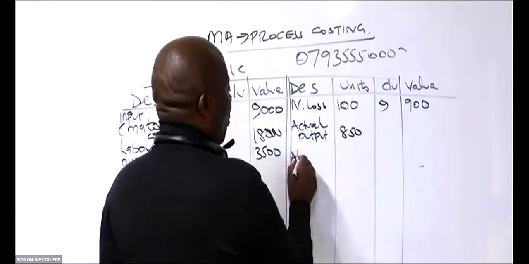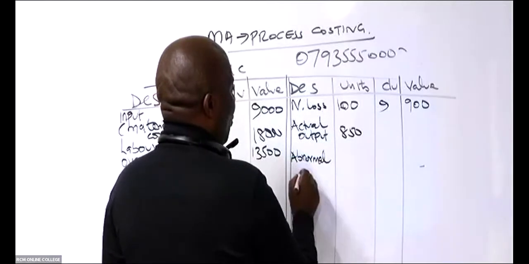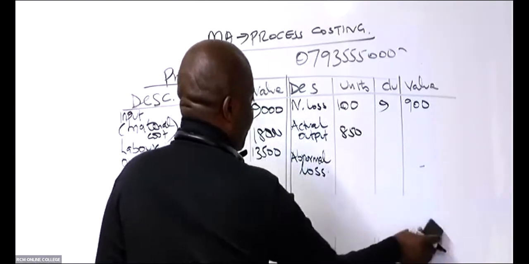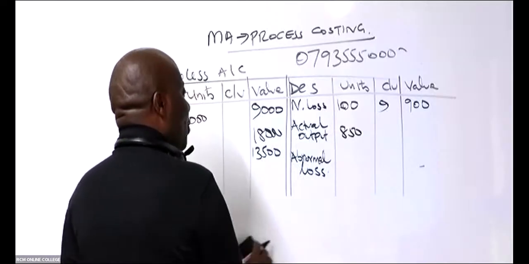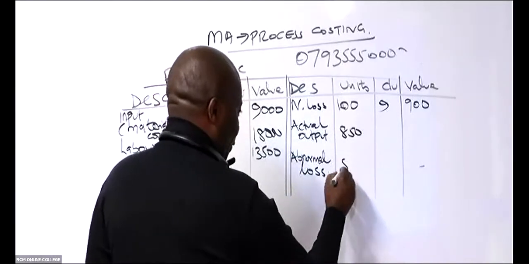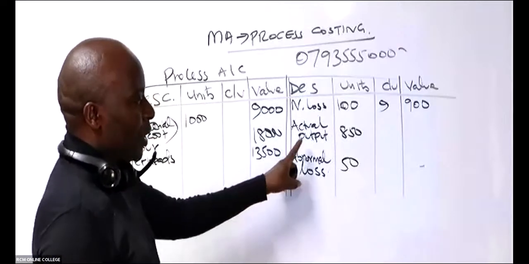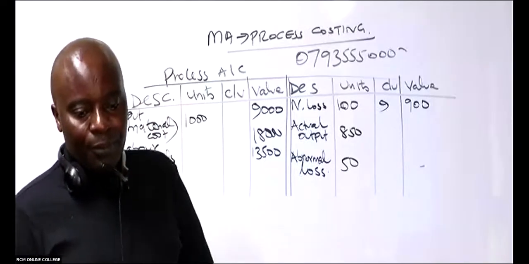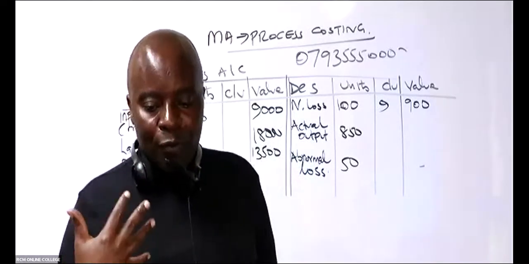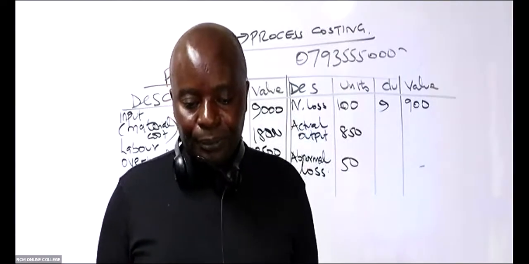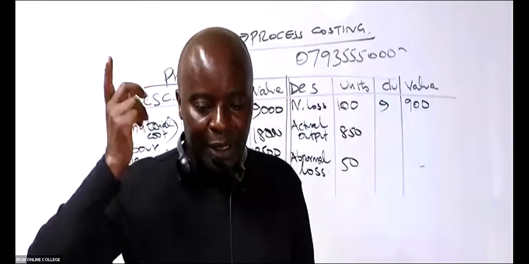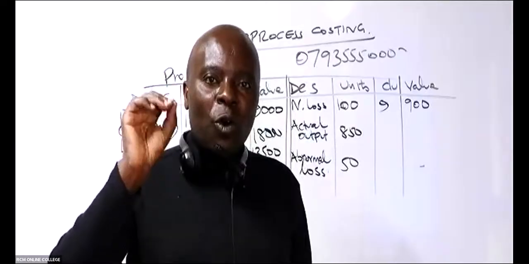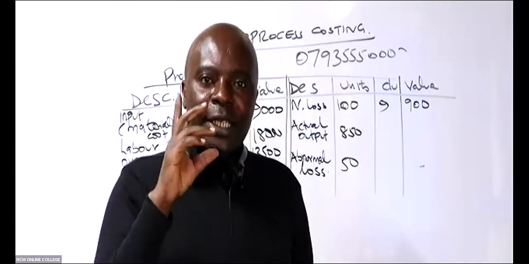And then we have what we are calling abnormal loss. The abnormal loss was 50. Please tell me something about valuation of the abnormal loss units. Anything you're able to remember about how we value abnormal loss? I'm able to remember something: that abnormal loss, just like abnormal gain, shall always be valued at the same amount.